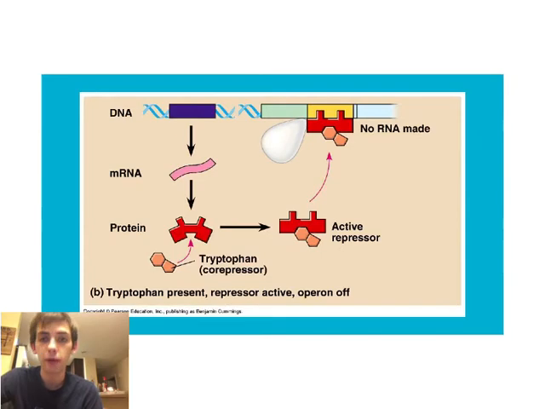If tryptophan is present, meaning no tryptophan needs to be made, then the repressor is going to be active, which was created from the segment of DNA before the operon. It's going to bind to that operator region, so the operon is turned off, meaning that when RNA polymerase attaches to that promoter, it's going to be blocked, so it cannot transcribe that entire strand of DNA.